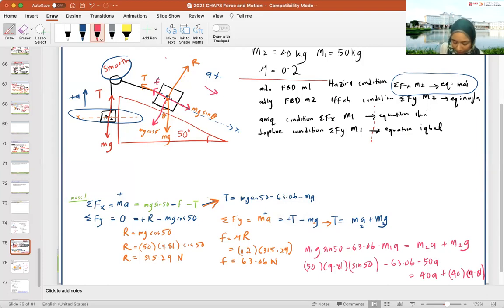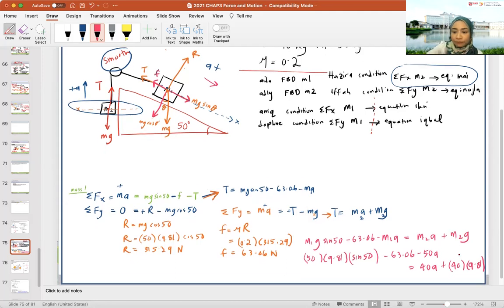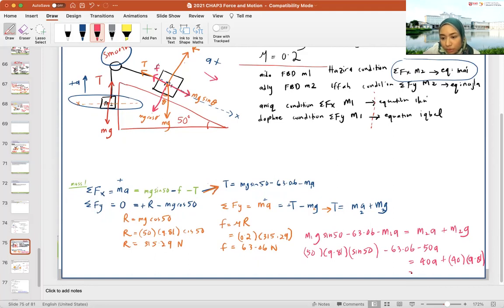Now I gather my A's together because my A is my unknown. So this is going to be equal to 90A. I bring the 50A to the other side. So I have 50 times 9.81 times sine 50, which gives 375.74, minus 63.06, and then minus 40 times 9.81.